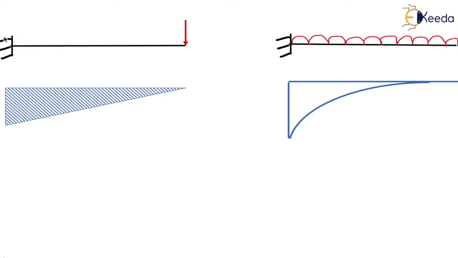To start with, let us consider this cantilever beam carrying a point load at the free end. Let us consider this as beam AB. This is the cantilever beam AB, and it has a span of length L. And this particular diagram is the bending moment diagram for the cantilever beam.